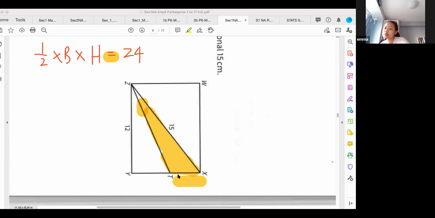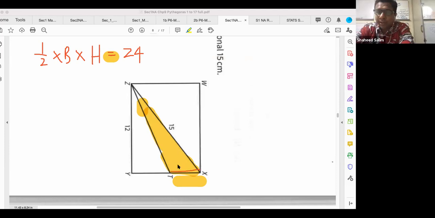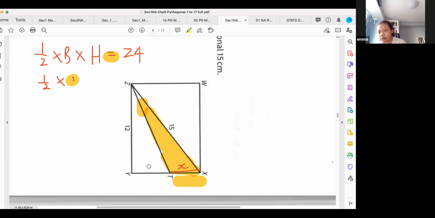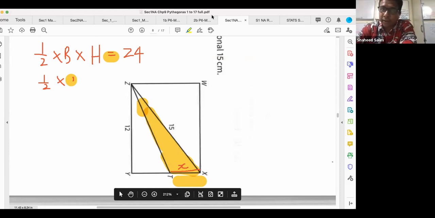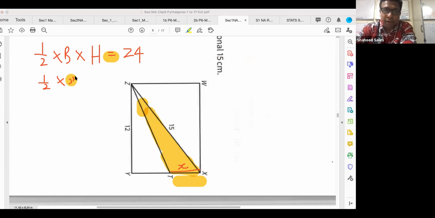XT. XT is the base, good. So this, let's call it X. Okay, so now this is half times X. Where is the height? 12. 12 is correct. So you can already do it now. Times 12. Okay, so you're correct. This is 12, times 12.